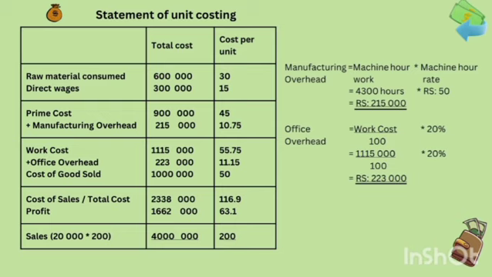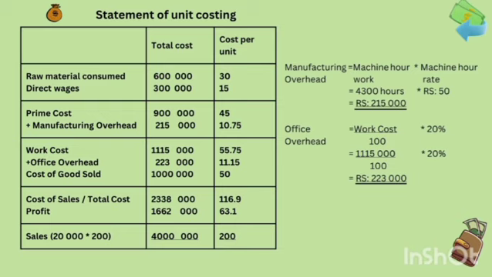Next, to find the office overhead, we multiply the work cost by 20% as shown in the above table. Multiplying 11 lakhs 15,000 by 20 and dividing by 100, the answer is 2 lakhs 23,000. To find the cost of goods sold, multiply the per unit selling overhead cost by the total number of units produced. So multiply 50 by 20,000. The answer is 10 lakhs.